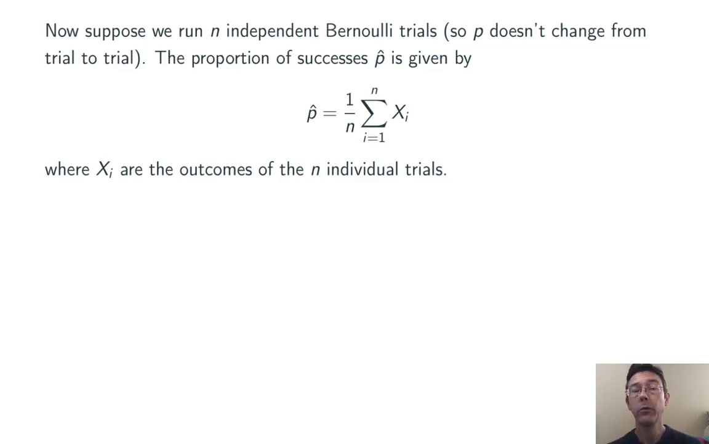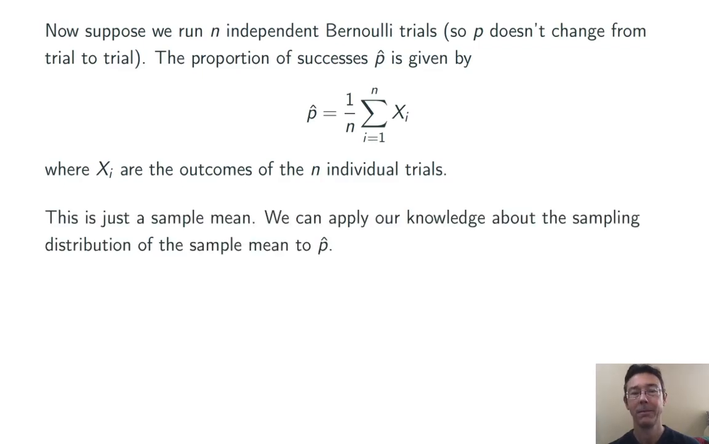Now let's suppose that we run n identical, independent Bernoulli trials, so p is not changing from trial to trial. The proportion of successes is given by p hat equals 1 over n times the sum of all the x_i. So remember, x_i is a 1 if you have a success, and a 0 if you have a failure. So that sum of the x_i is just the number of successes in the n trials. And so p hat is the proportion of successes in those n trials.